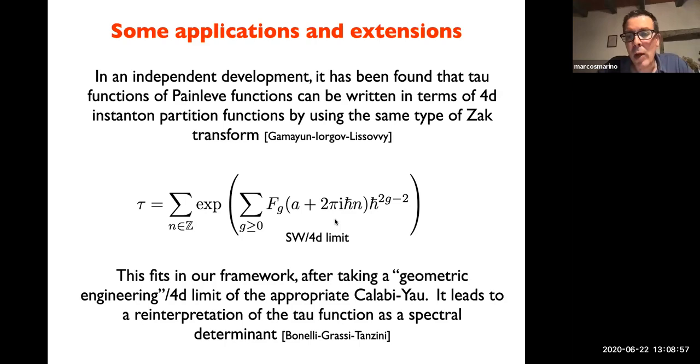And actually, you can even be more precise. You can take a four-dimensional limit of everything I have been telling you and make contact with such a tau function. And you can reinterpret this tau function as a spectral determinant of an operator on the real line. So this was done by my former student Alba Grassi with Bonelli and Tanzini. And it's a nice construction because it gives you a really quantum mechanical interpretation of these Painlevé tau functions.